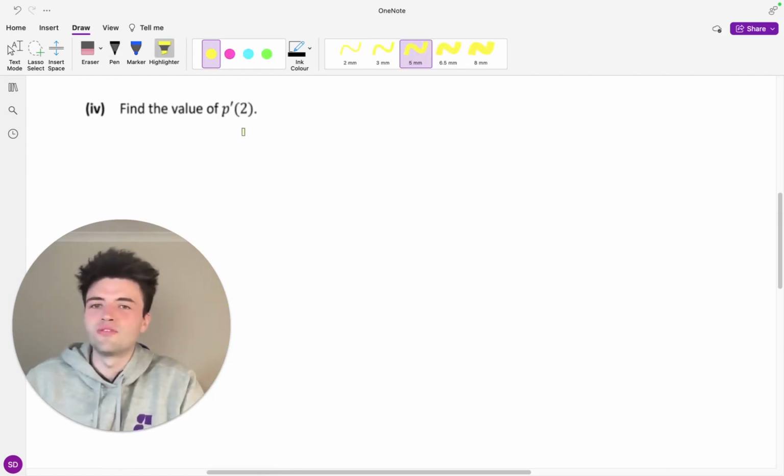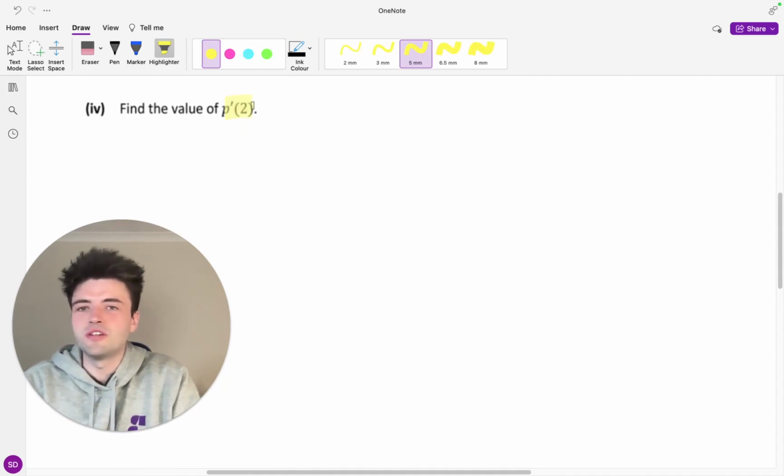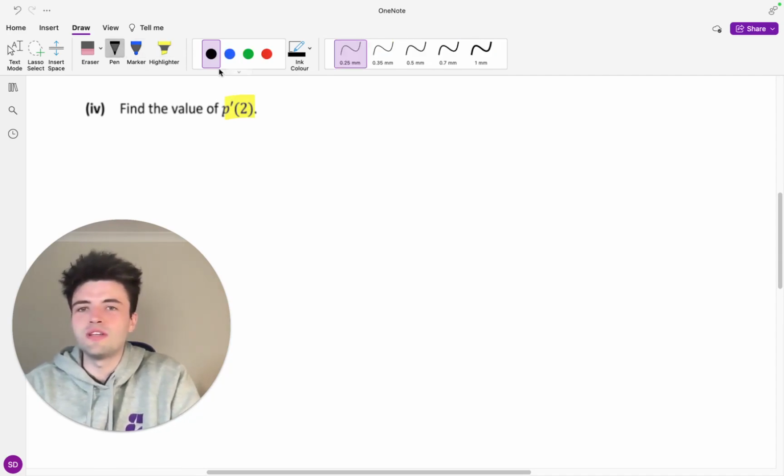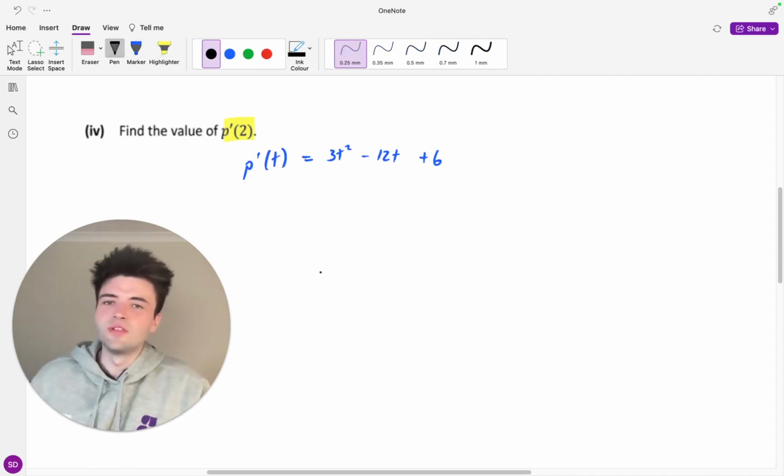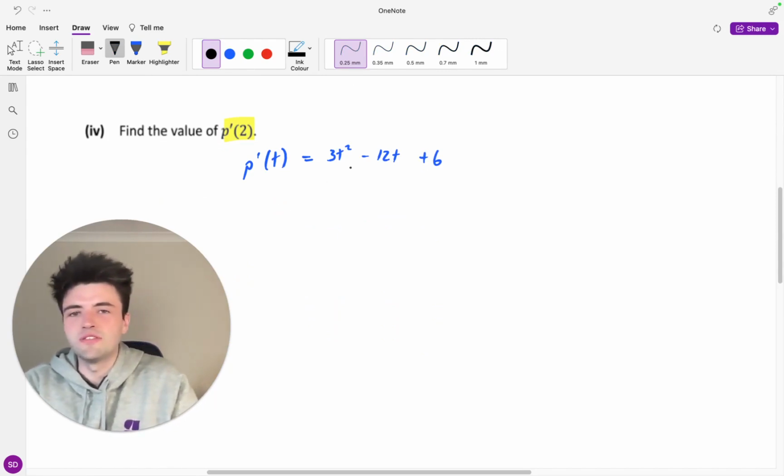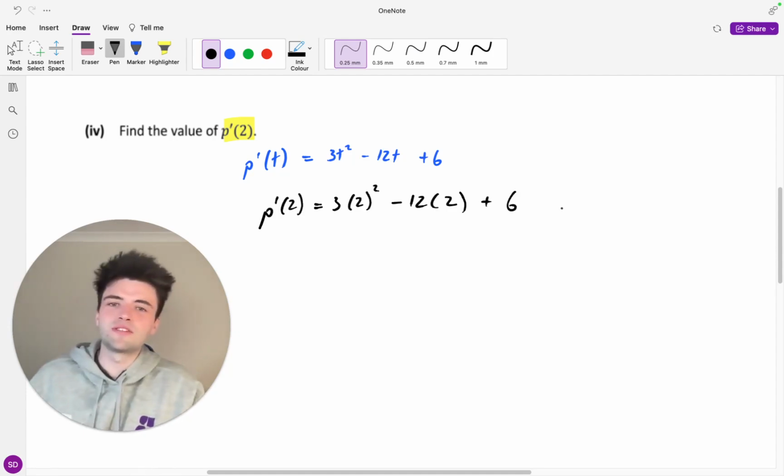So for the next part, we're asked to find the value of p dash 2. So this is going to be the first derivative with the number 2 plugged in. So we're just going to get our first derivative from part 3 of this question. So in the previous part, we found that p dash t is equal to 3t squared minus 12t plus 6. And so to find p dash 2, we simply plug in 2 wherever we see t. So that's going to look like this.